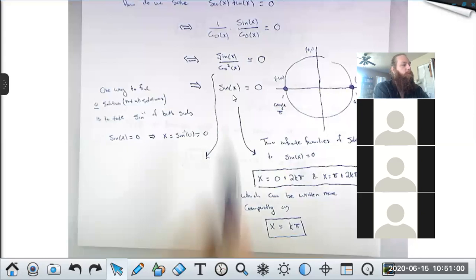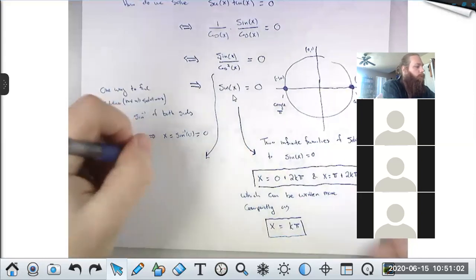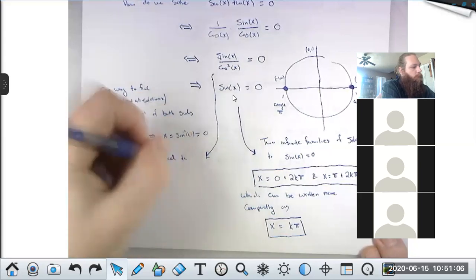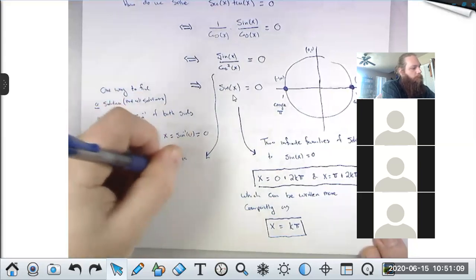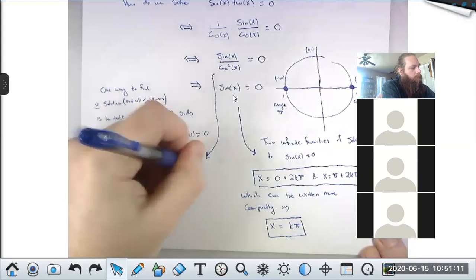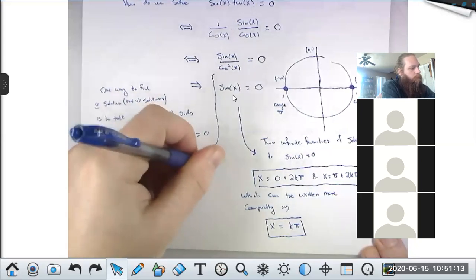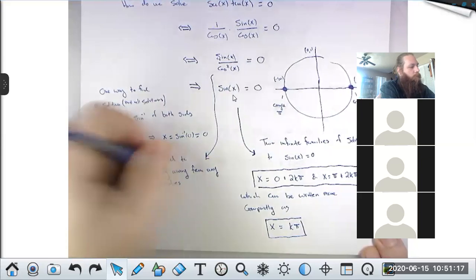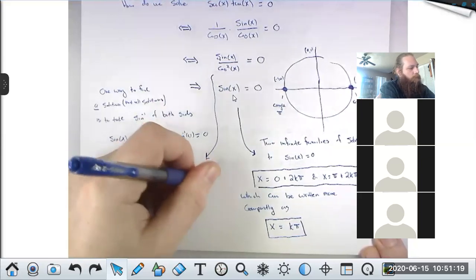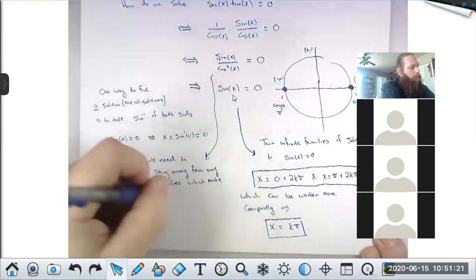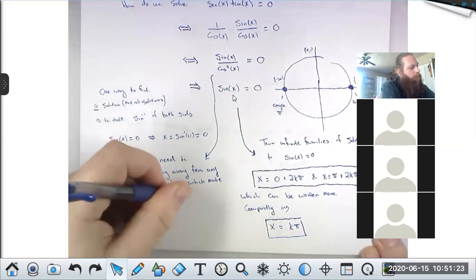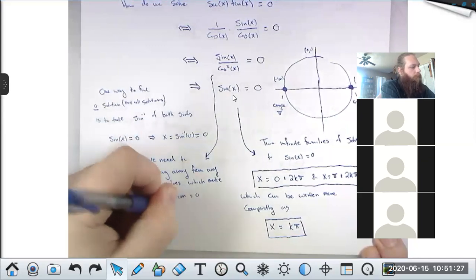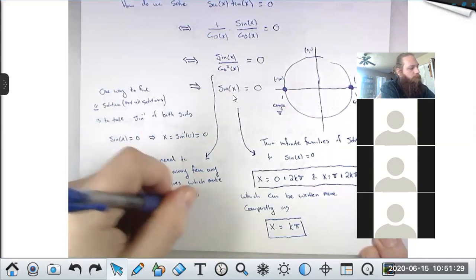So even though there's a square here, we need to stay away from any x values which make the bottom equal to 0, which is the same as saying cos squared x equals 0.